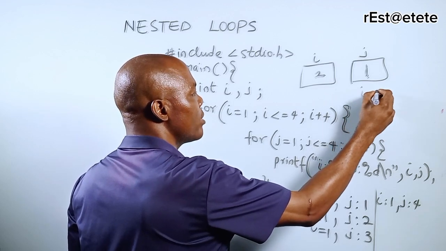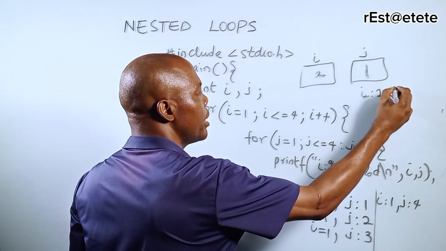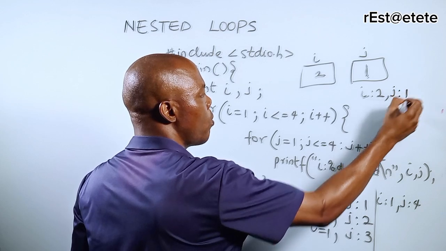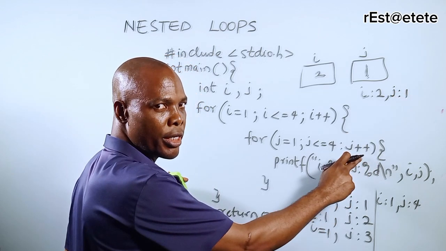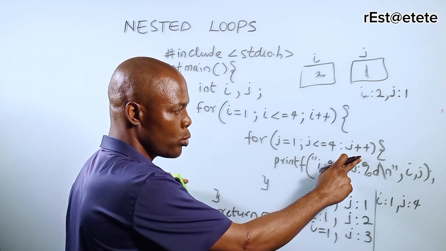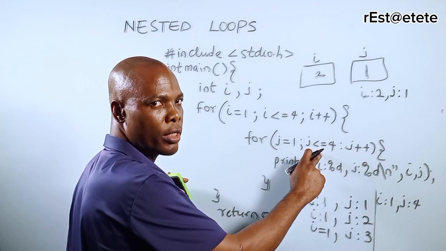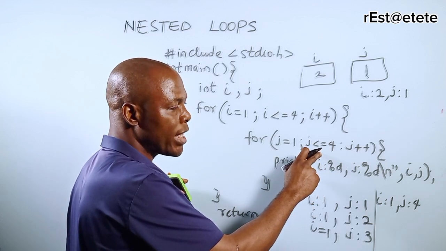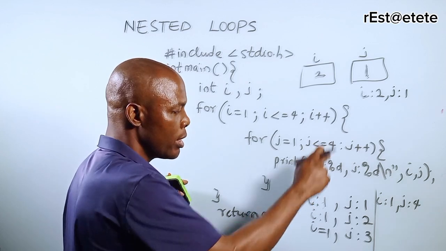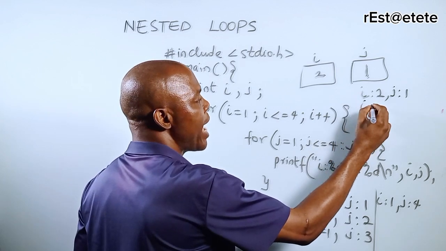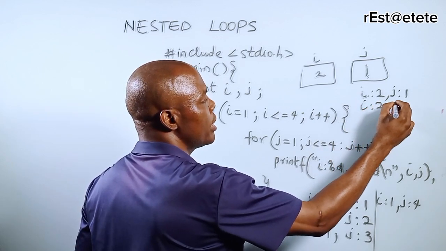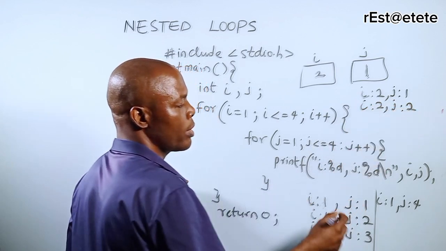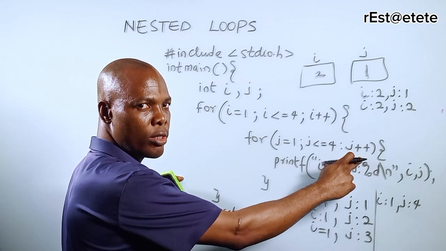It will print i = 2, j = 1. Then it will increment j to 2. Then to test the condition, 2 is less than or equal to 4. That is true. Then it will go in. Then it will print i = 2, j = 2. Then it will increment j to 3.